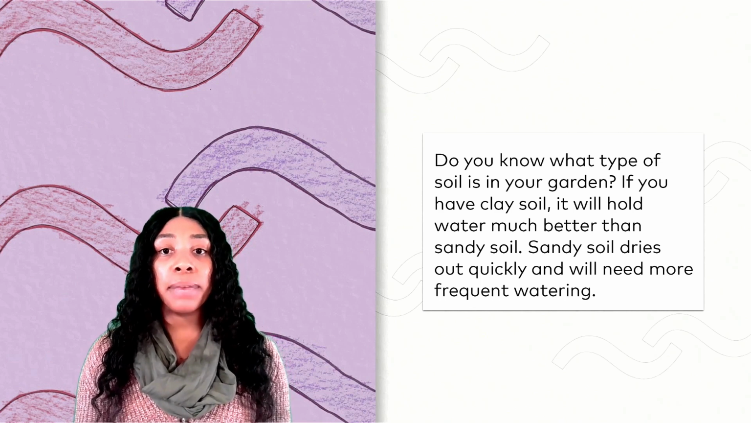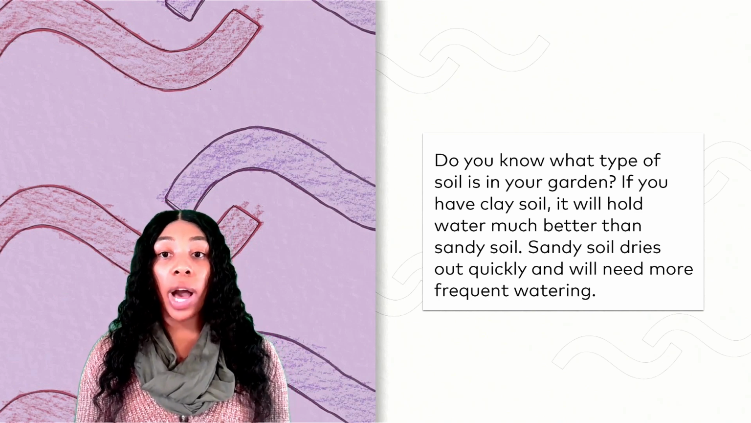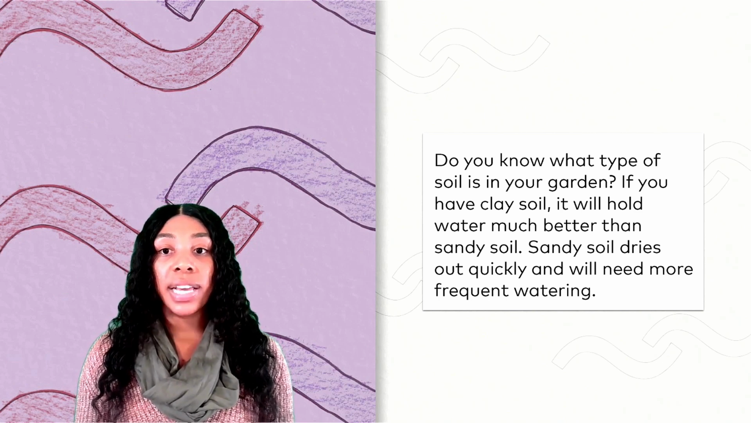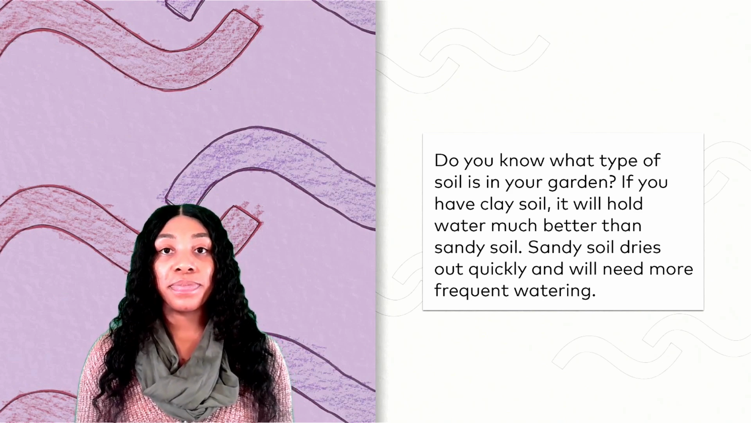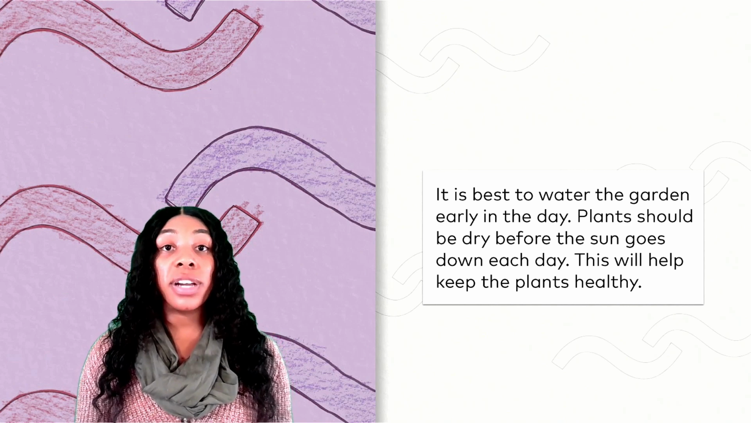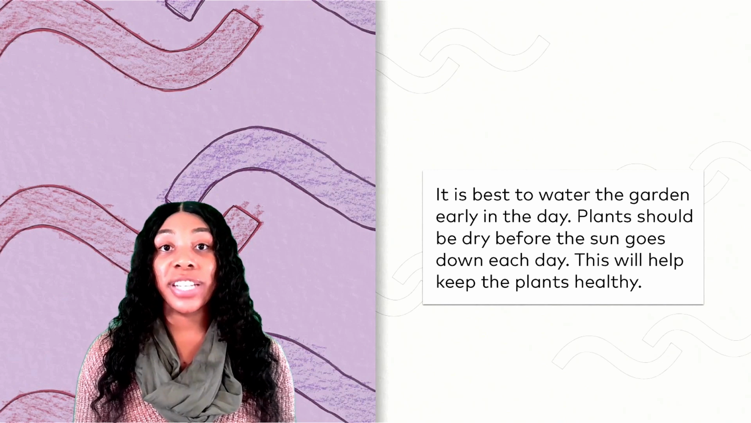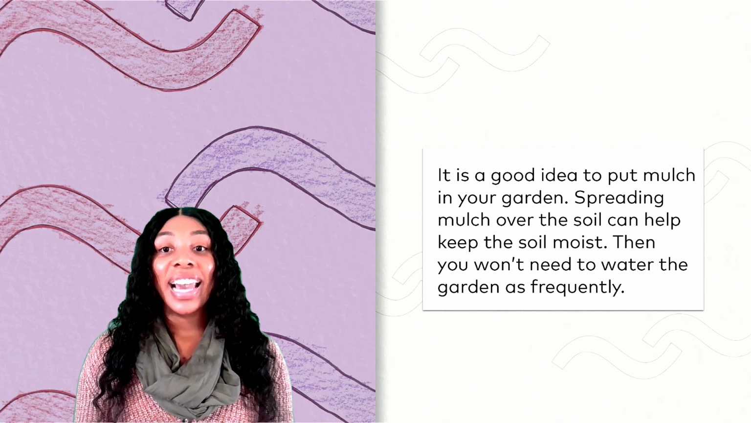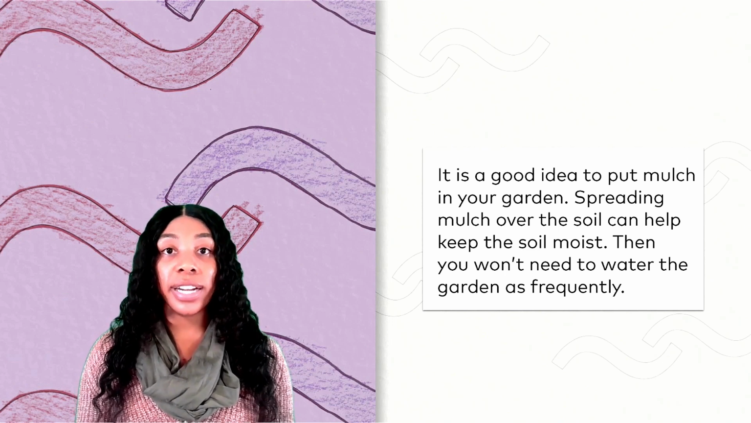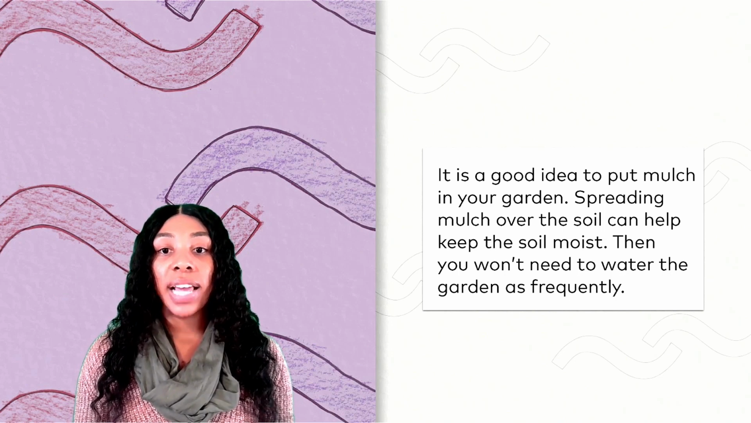Do you know what type of soil is in your garden? If you have clay soil, it will hold water much better than the sandy soil. Sandy soil dries out quickly and will need more frequent watering. It is best to water the garden early in the day. Plants should be dry before the sun goes down each day. This will help keep the plants healthy. It is a good idea to put mulch in your garden. Spreading mulch over the soil can help keep the soil moist. Then you won't need to water the garden as frequently.